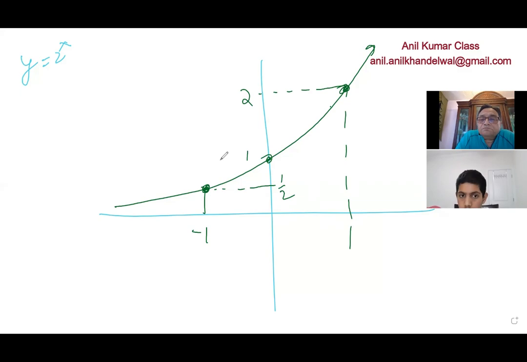Now the idea is to find the logarithms. Logarithm is the inverse. How do you sketch the inverse of this function?